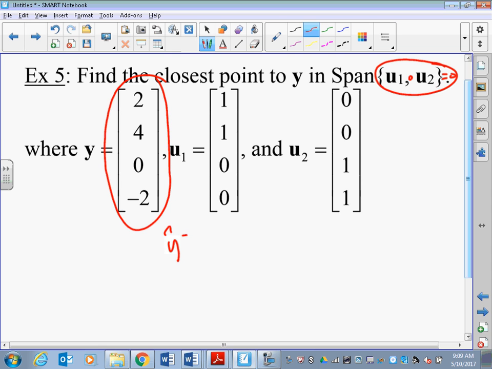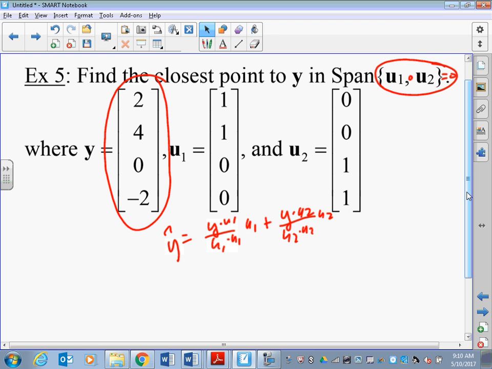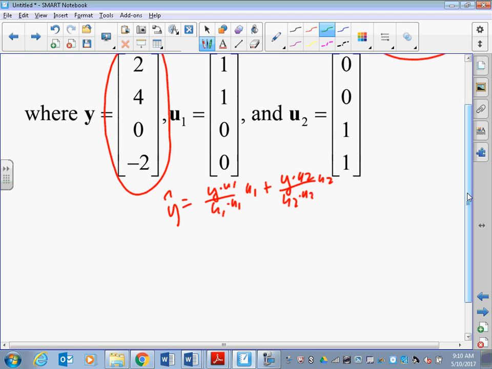So y hat would obviously be what? Now we have two vectors, right? We have to take consideration both of them. It's going to be y dotted with u1 over u1 dotted with u1, the same thing again. And we're going to add that to y dotted with u2 over u2 dotted with u2. So, u1 dotted with u1 and u2 dotted with u2 are both going to be 2, kind of obviously, right? So that's going to be 2 right here and 2 right here.